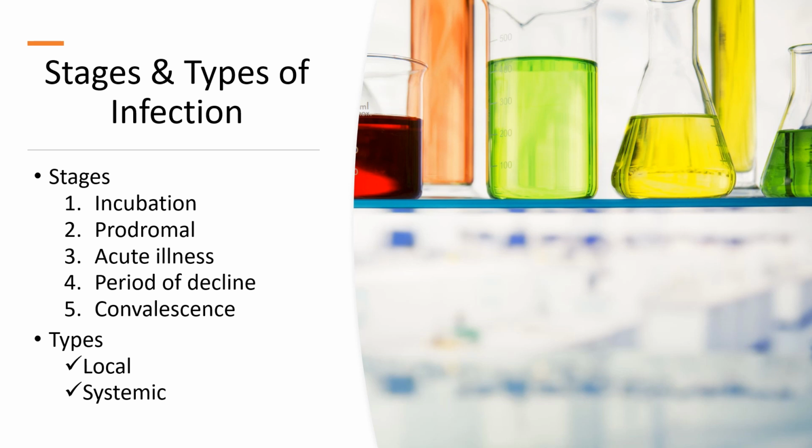Types of infections are categorized into two according to their location. They are either local or systemic. Local infections are confined to one area of the body and can be treated with topical antibiotics and oral antibiotics. An example might be a hangnail.